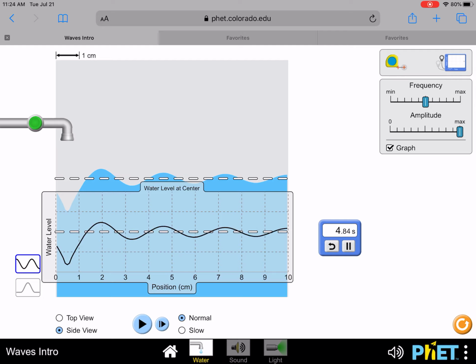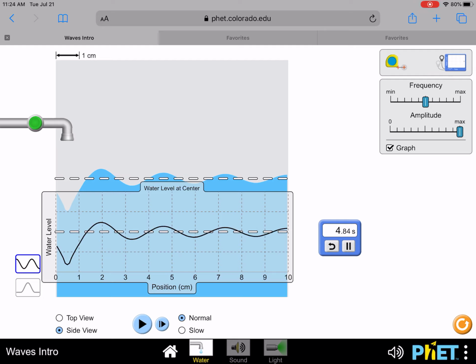So the time is 4.84 seconds. And if I take a look at the distance from the 2 to the 10 centimeters, it's 8 centimeters. So if speed is distance over time, that is going to be 8 centimeters over 4.84 seconds, 1.65 meters per second. Pretty cool.